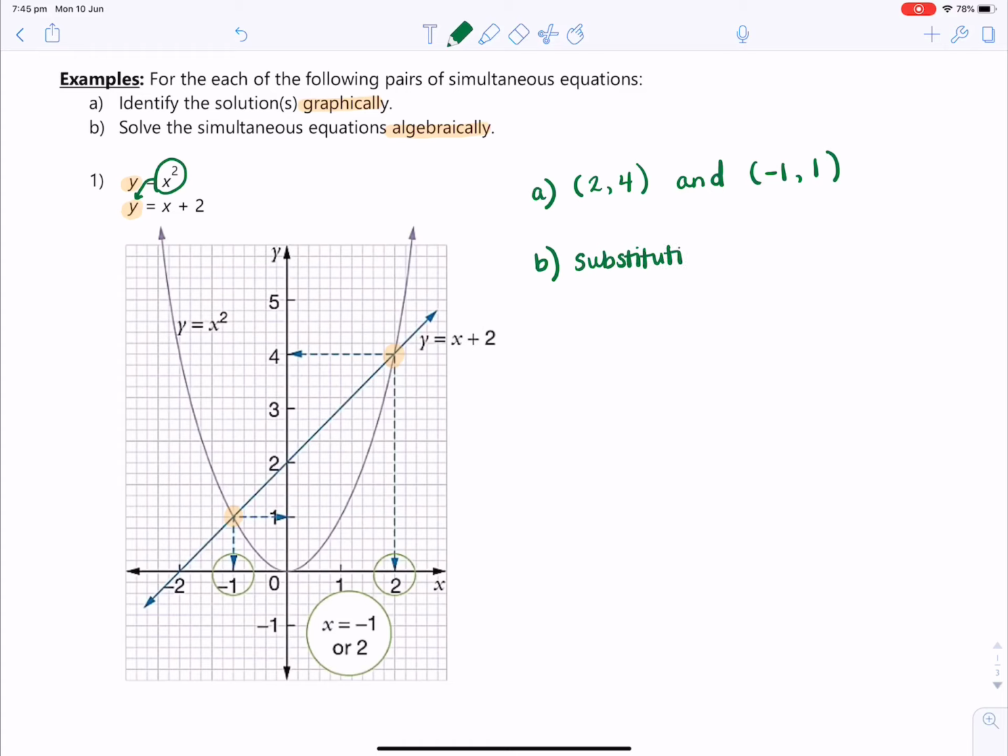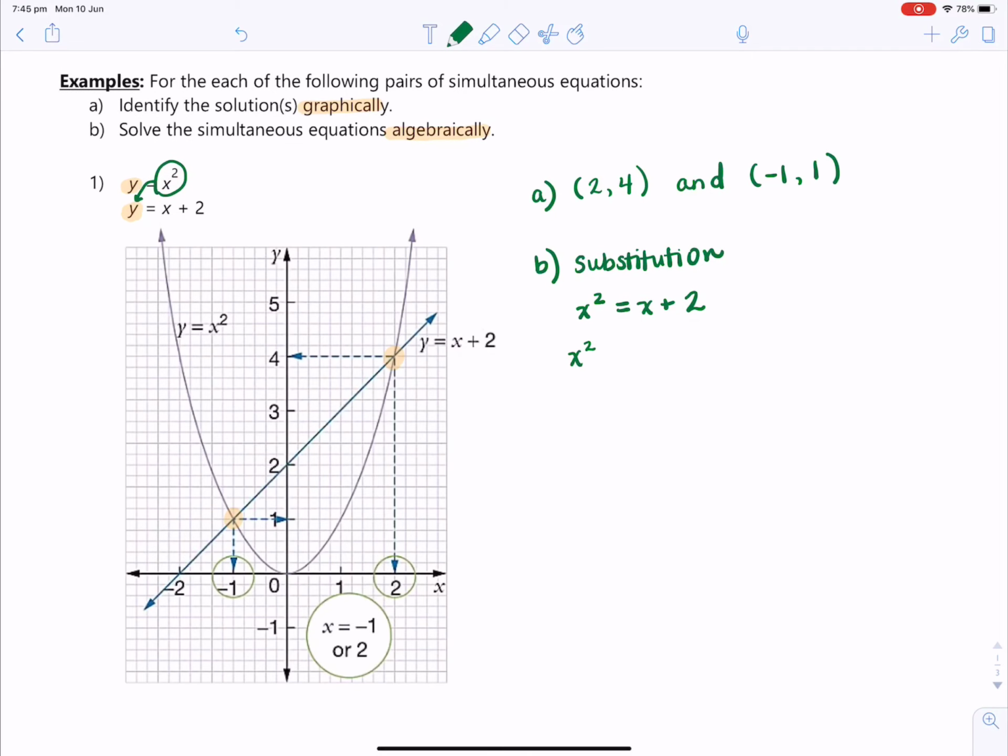When we use the substitution method, we can rewrite our equation as x squared equals x plus 2. Now this is an equation that we can solve because we have one equation and it only has one pronumeral. Now it is a quadratic equation. When we're solving quadratic equations, we've learned that it's best to start by setting the entire equation equal to 0. So I'll rearrange my equation so that I have all of the terms on one side and 0 on the other side. Now, if we can factorize this equation, that will make it easier for us to solve.